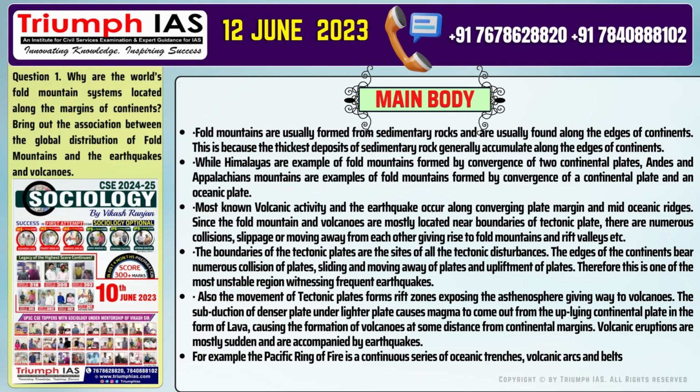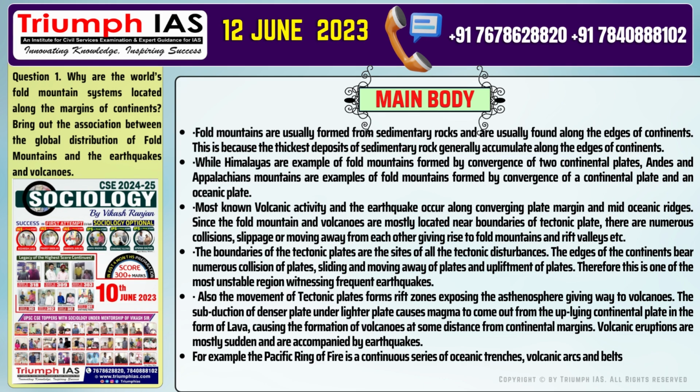Number 3. Most known volcanic activity and earthquakes occur along converging plate margins and mid-oceanic ridges. Since the fold mountains and volcanoes are mostly located near boundaries of tectonic plates, there are numerous collisions, slippage or moving away from each other, giving rise to fold mountains and rift valleys, etc.